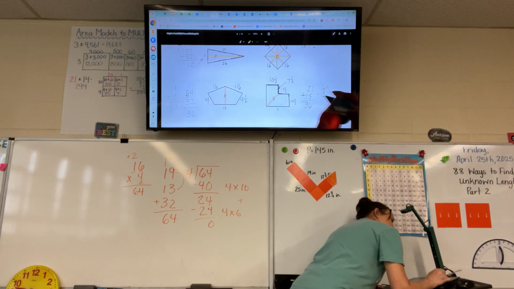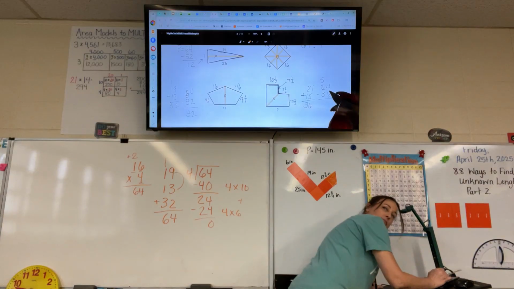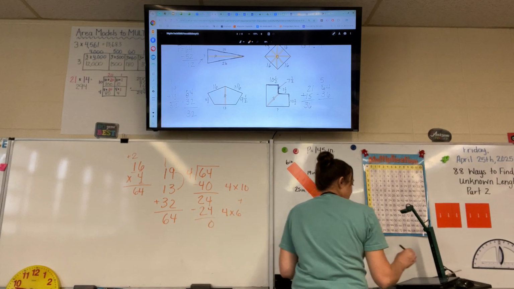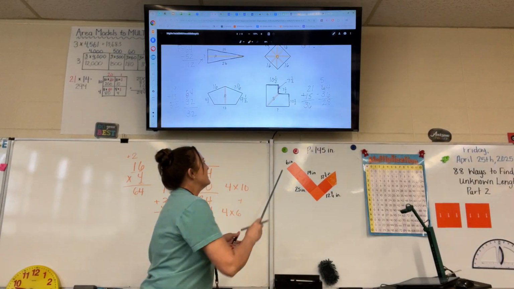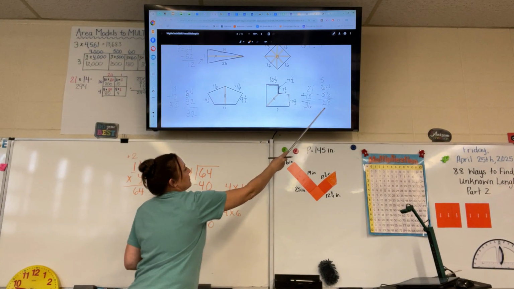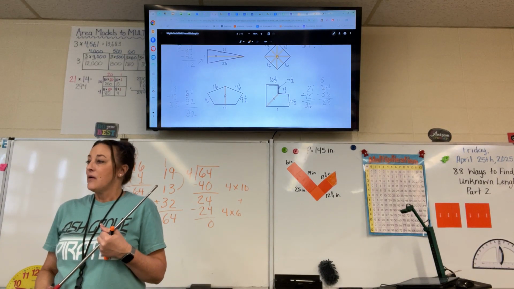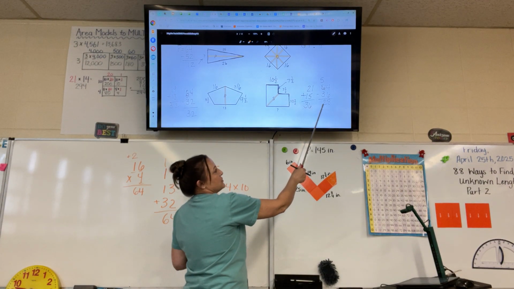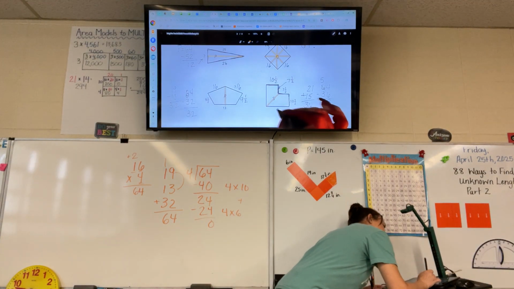64 minus 36. So 4 minus 6. Can't do it. So decompose the 6, make it a 5, make the 4 14. 14 minus 6, 8. And 5 minus 3, 2. So that means this side and this side together make 28. What is half of 28? Avis? 14. This one's an easy one to split because what's half of 2 and half of 8? 4. So 14.